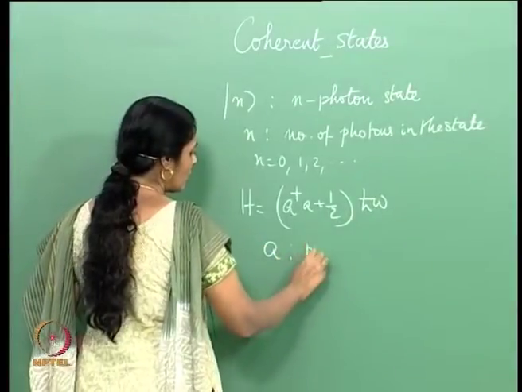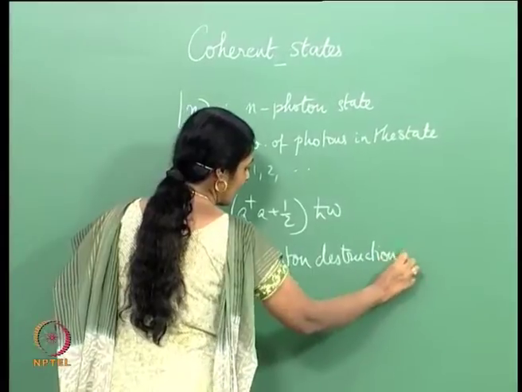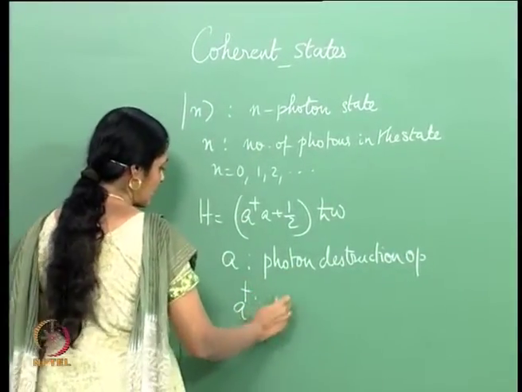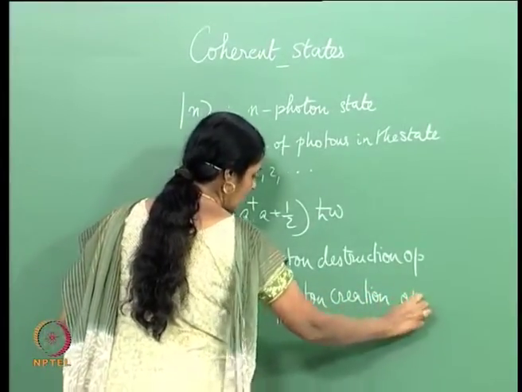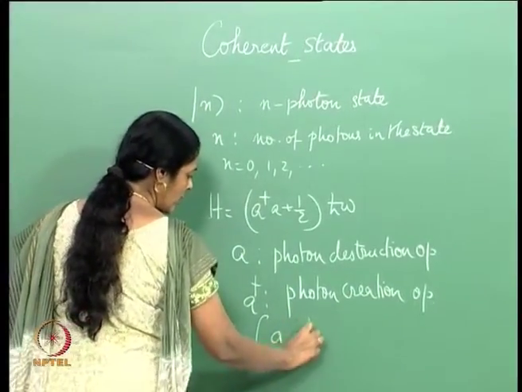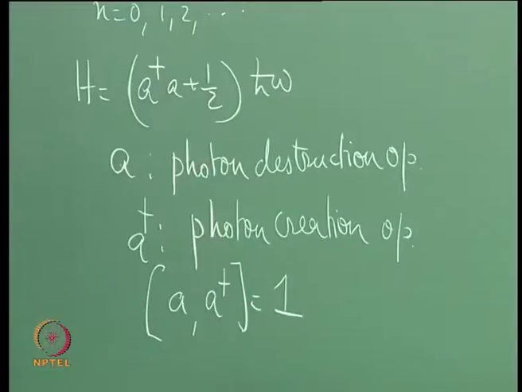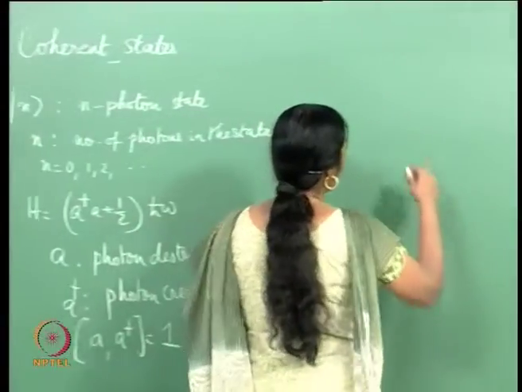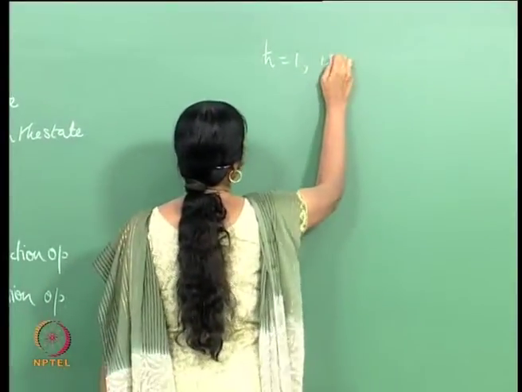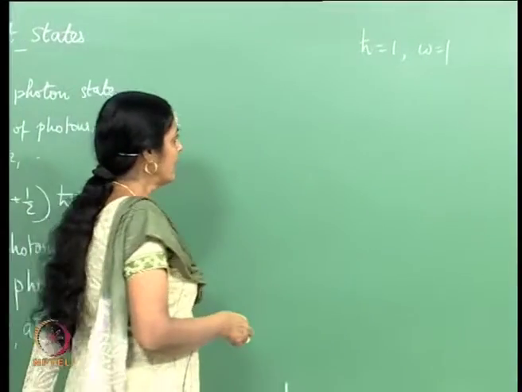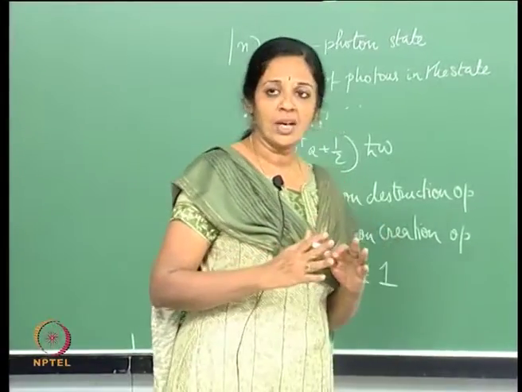a and a† are the photon destruction and creation operators respectively. And they satisfy the commutator algebra [a, a†] = 1, where 1 stands for the identity operator. I work with units ħ equal to 1, possibly omega equal to 1, just for convenience. We can always put back the ħ and the omega using dimensional arguments.